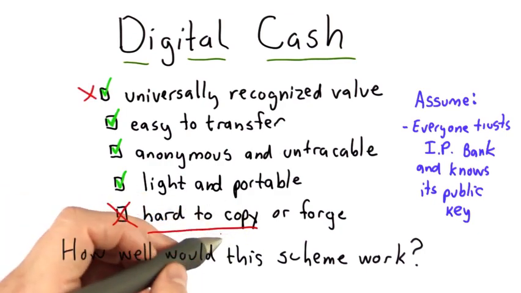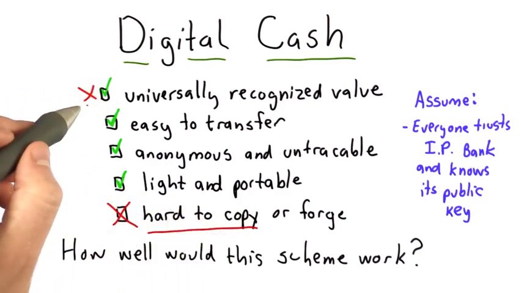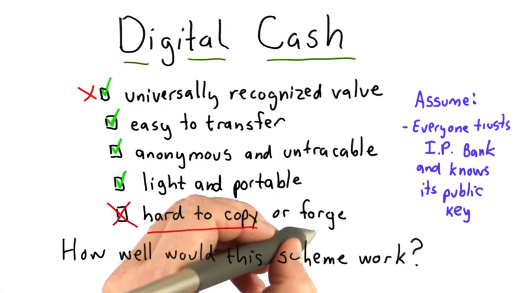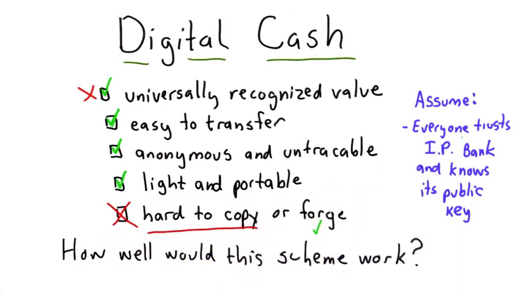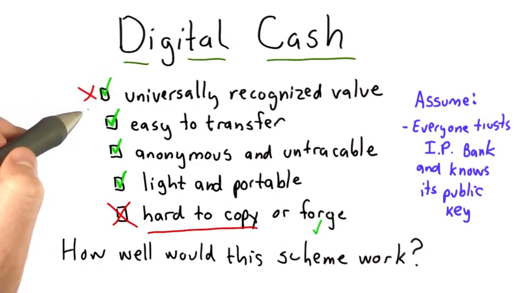And once we've lost this property, well, we've lost this one as well. It is hard to forge. To forge it, we need to know the private key of the bank, but that doesn't matter because once we have one bill, we can make any number of copies of it and spend them as many times as we want. So this means it actually doesn't have the universally recognized value.